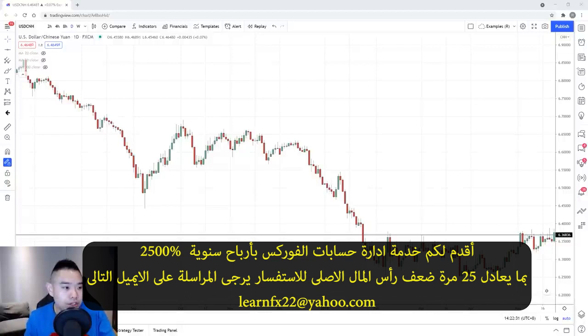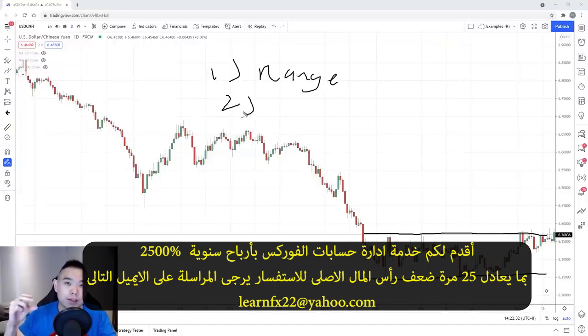Okay, so now this is the chart of the dollar against the Chinese yuan, and you can see this market is in a range between these highs and this low over here. So the first thing we have is, number one, price is in a range. Second thing we are looking for is for a build-up to form near the highs of the range, near the highs of resistance, and we have this build-up form over here. So we have a build-up, let's call it just BU.